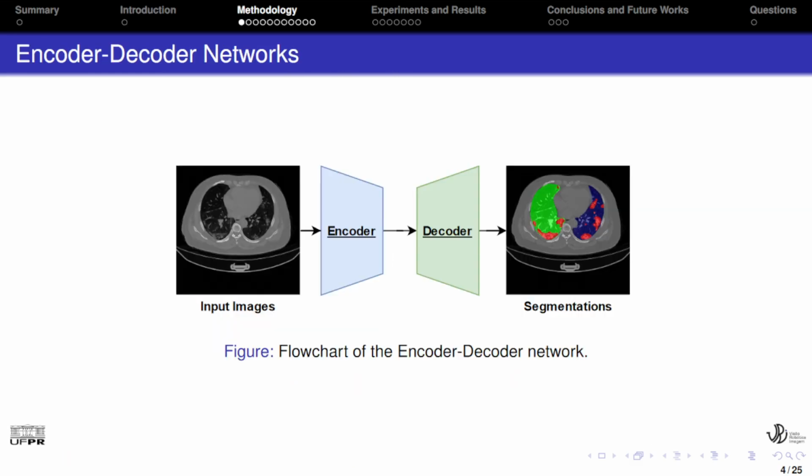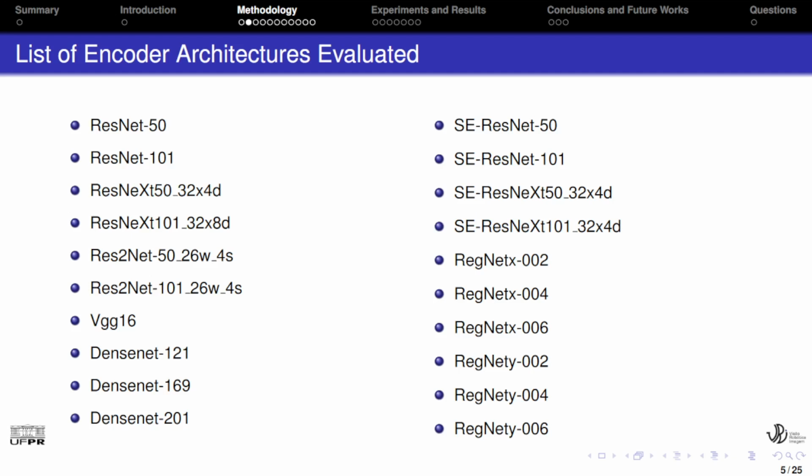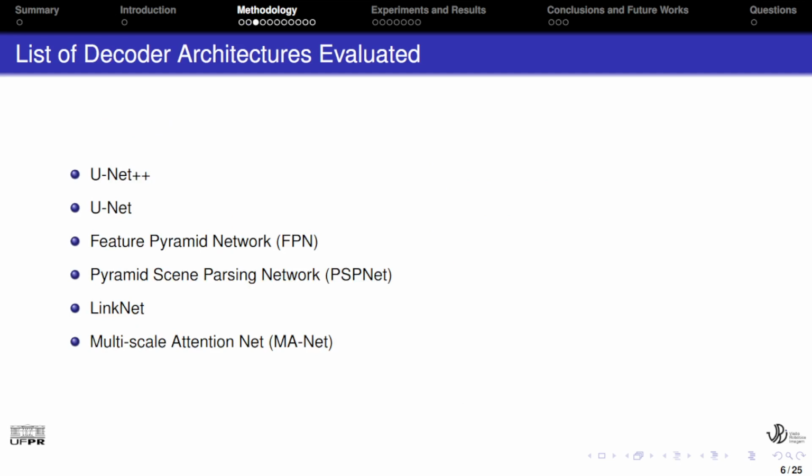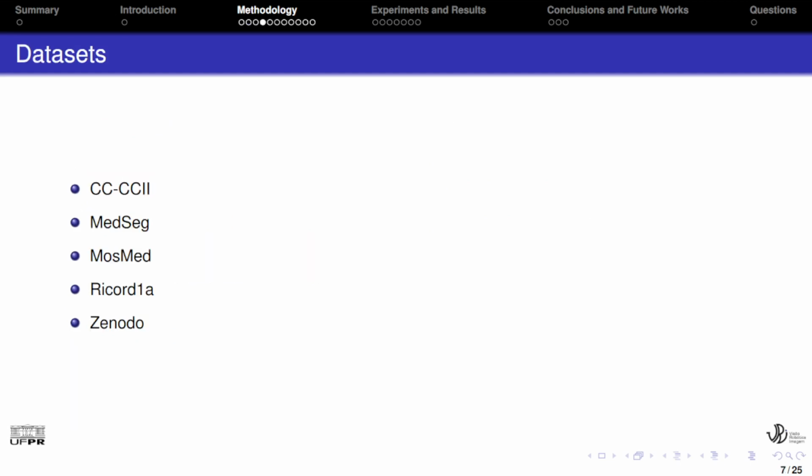To achieve our goal, we used the encoder-decoder structure, where the encoder is a standard convolutional network, and the decoder is the segmentation model. We evaluated 20 encoder models. Among them, the most used in the field are ResNets and DenseNets. And we evaluated 6 decoder models, with the UNets being the models most applied to the problem. We evaluated the segmentation models on 5 datasets: COVID China, MedSeg, MosMed, Record, and Zenodo.